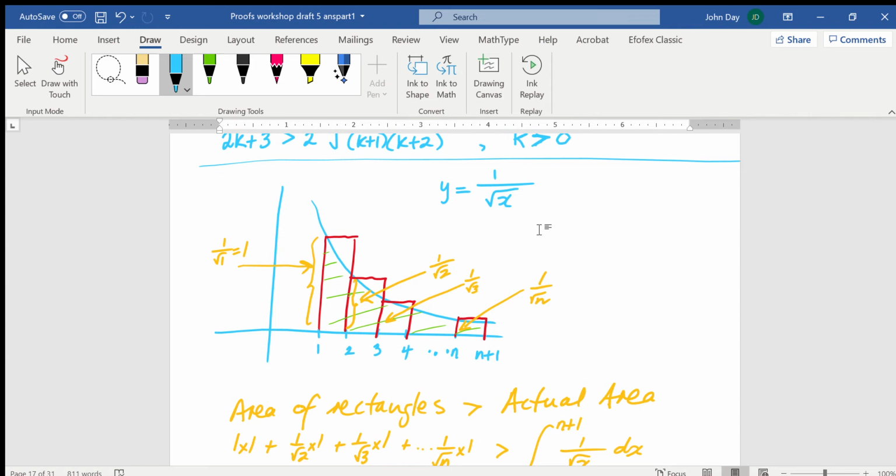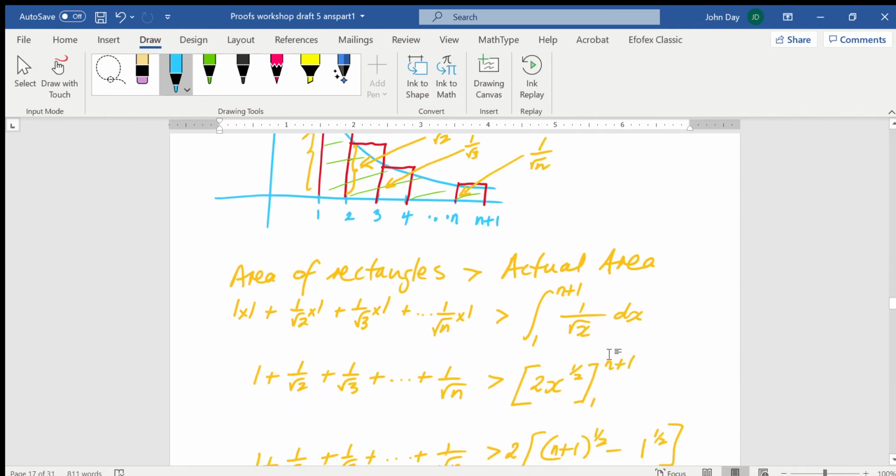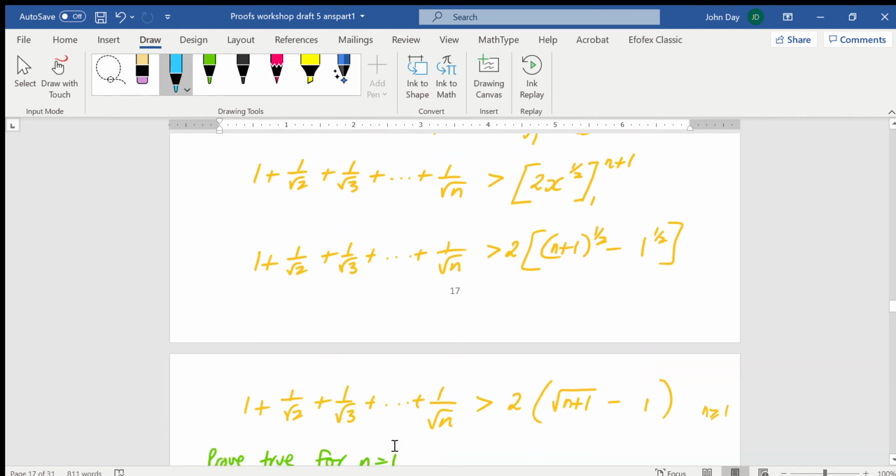Each rectangle is, the first rectangle is 1 unit high times 1 unit wide. The next one is 1 on root 2 units high times 1 unit wide. The next one's 1 on root 3 units high times 1 unit wide. So that gives us our 1 plus 1 on root 2 plus 1 on root 3 all the way up to 1 on root n. And the actual area is an integral, which I've done. It's a definite integral from 1 up to n plus 1. So sub that in and I get the required thing that we're trying to prove.